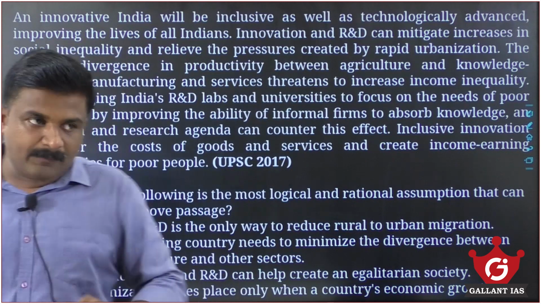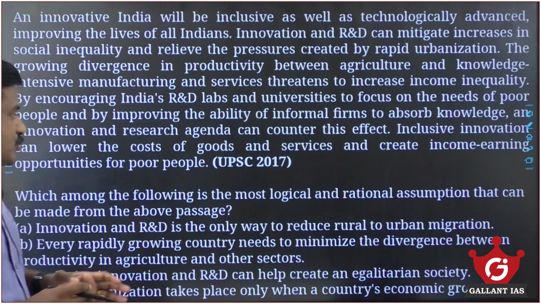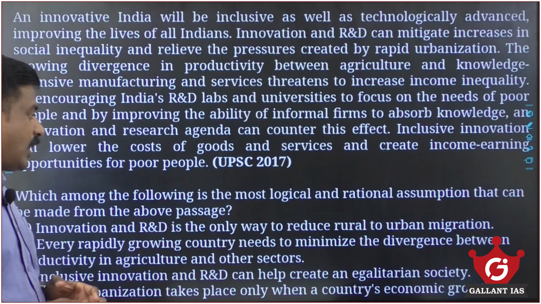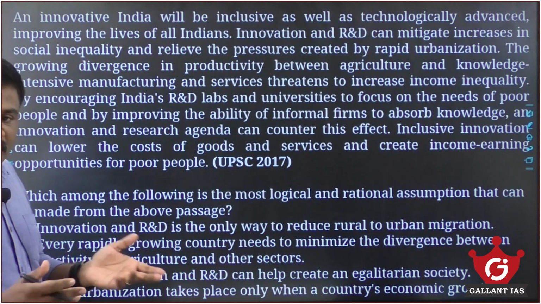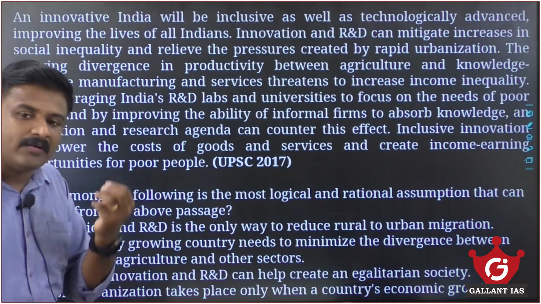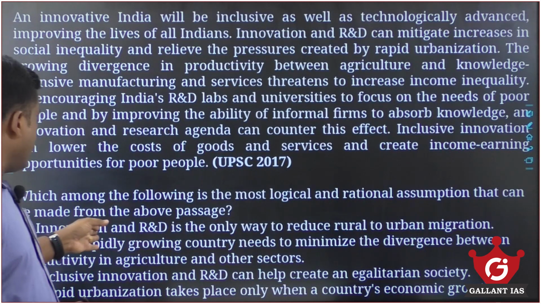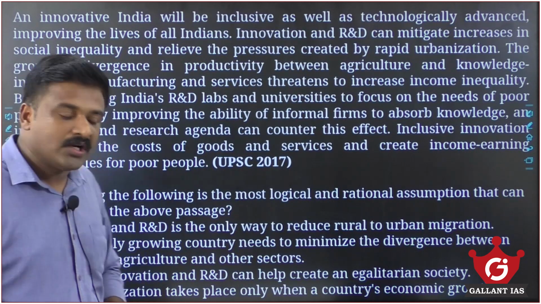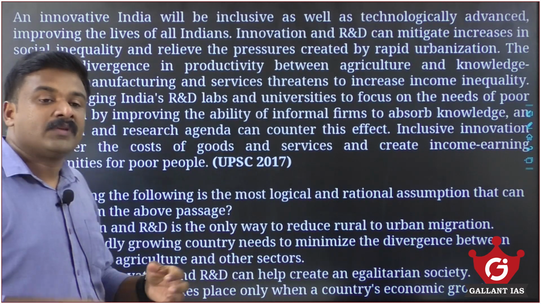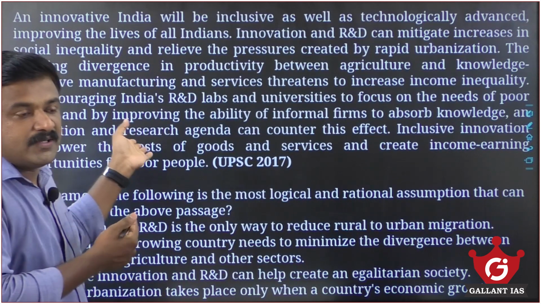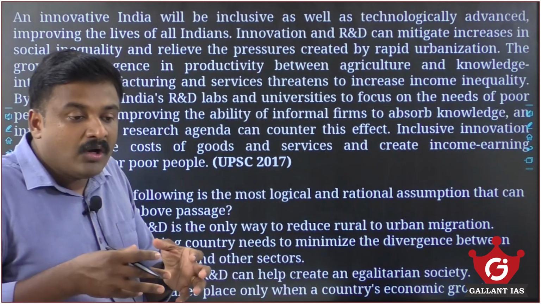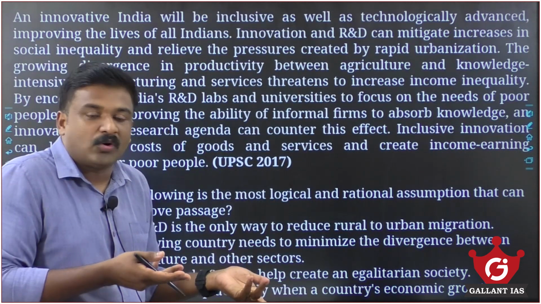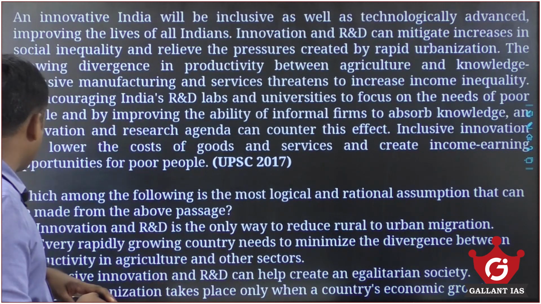Fine. I hope you read the passage. Now, the rational assumption they are asking: innovation and R&D is the only way to reduce rural to urban migration. Actually, in the passage nowhere is it said that this is the only way, so I eliminated that one. Every rapidly growing country needs to minimize the divergence between productivity in agriculture and other sectors. This is too generalized. This passage is about India, and we can't generalize because other case studies and examples are not given. So I eliminated that one also.